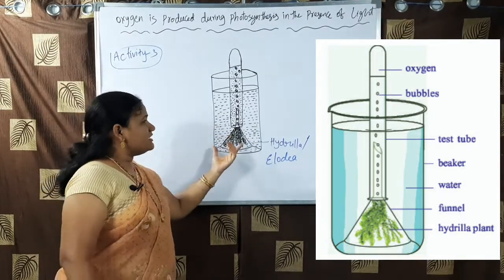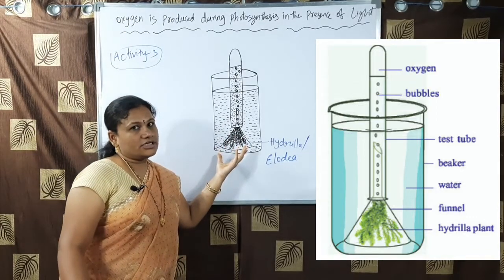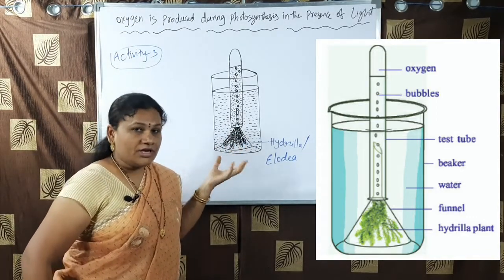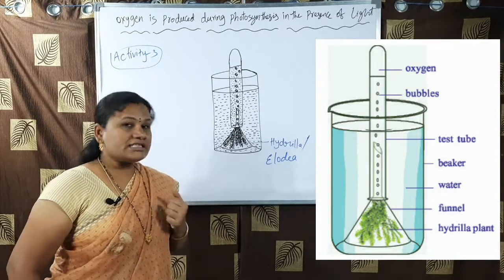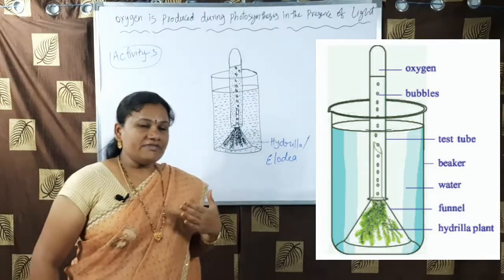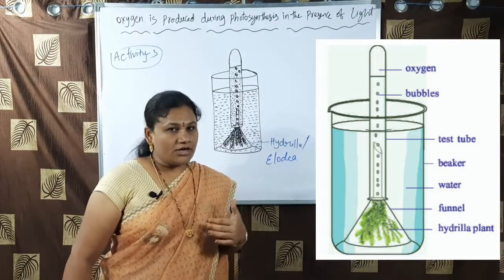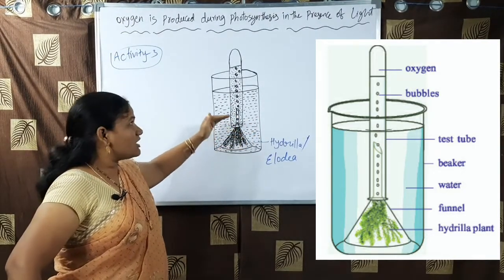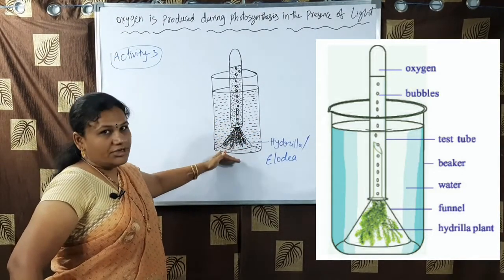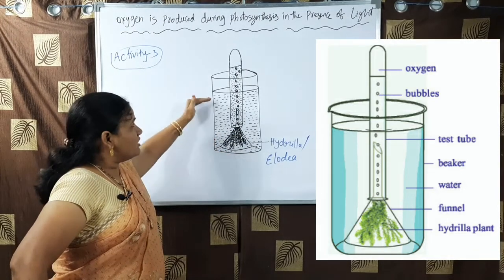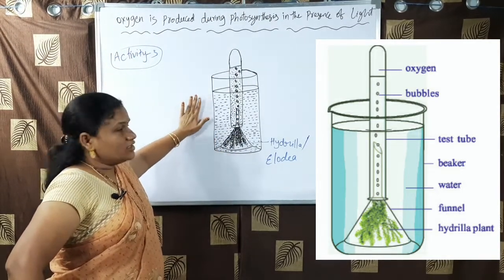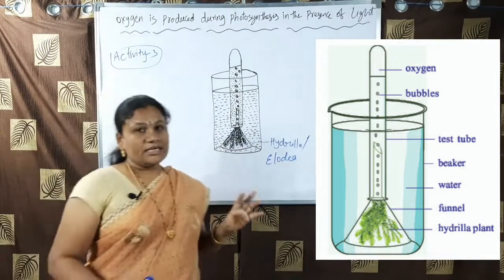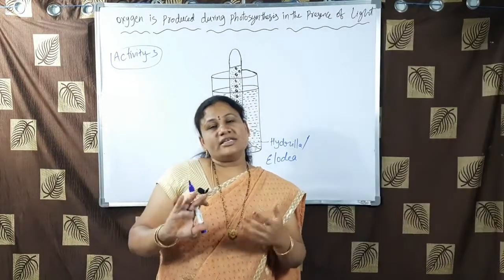So what is there in the short stemmed funnel? Hydrilla twigs. So from the hydrilla twigs, some kind of gas is evolving. As the gas levels are increasing, the water level in the test tube is going down. That means the water goes from the test tube to the beaker, so the water level in the beaker is going to increase. And in the setup kept in the dark, there is no change at all.